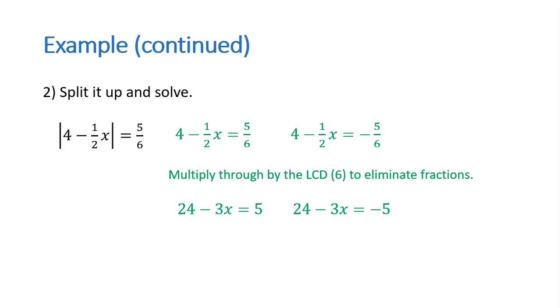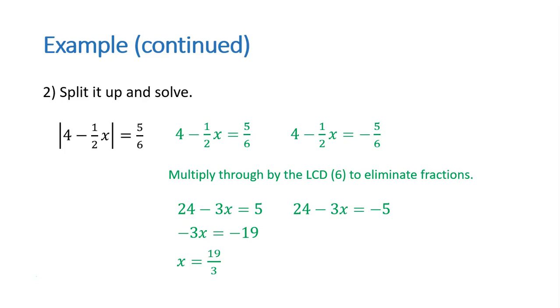So now we need to solve for x in each case. Let's start with the left-hand equation. We want to get the x by itself. We have a positive 24 out front, so we need to subtract 24. Then we need to divide by negative 3. So we get x is equal to positive 19 over 3.